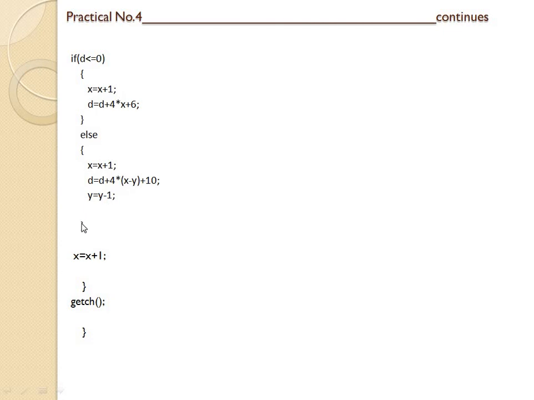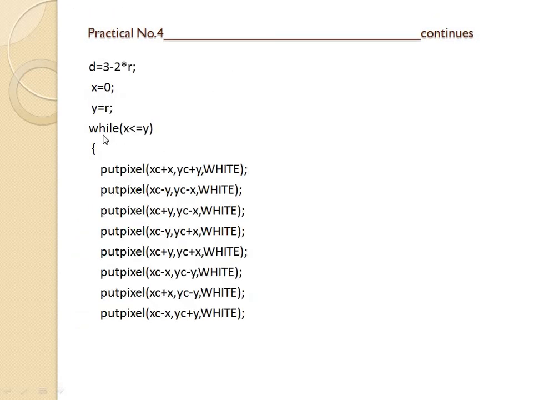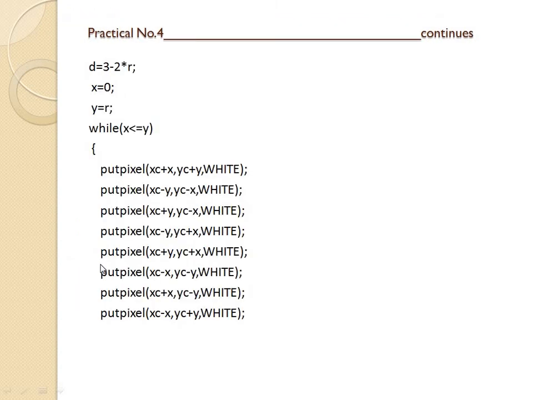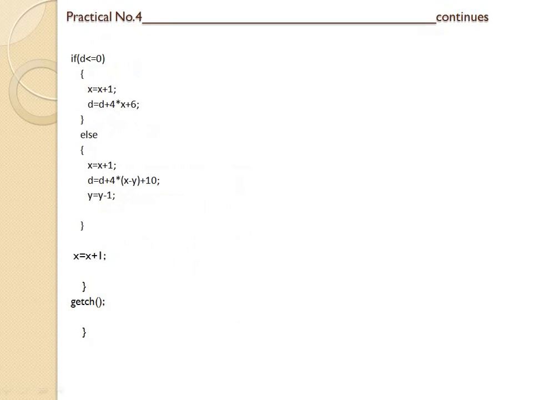Here the else condition bracket is closed. And after this condition, x is equal to x plus 1. On every iteration, we check the while condition, x is less than or equal to y, and the x value is also incremented by 1, that is x is equal to x plus 1. If this condition is false, control directly goes to the getch function and our program is stopped.